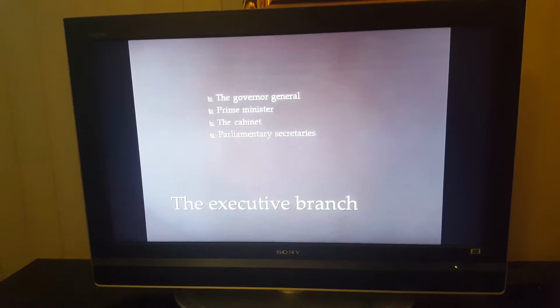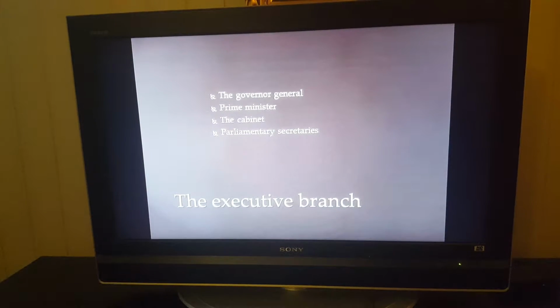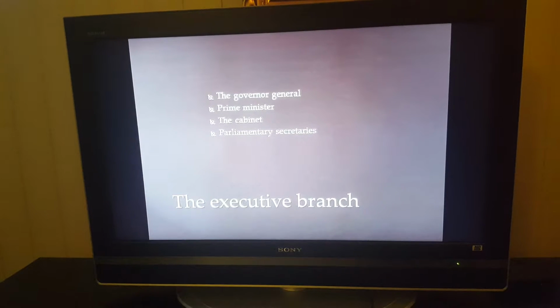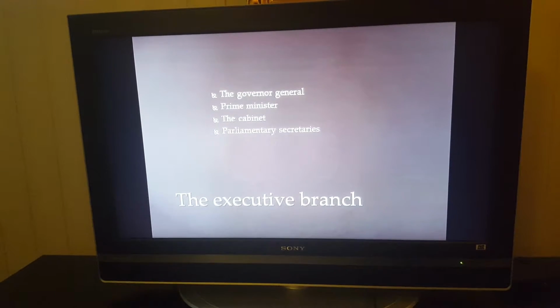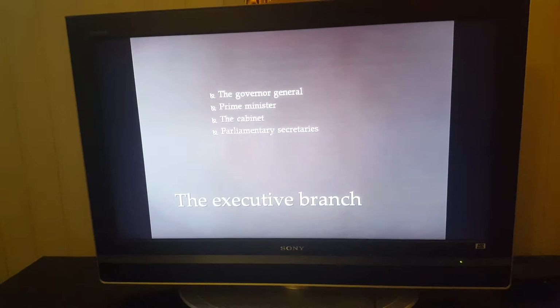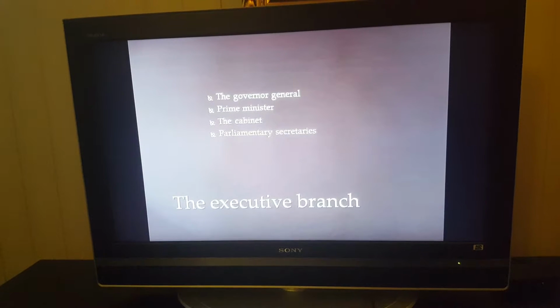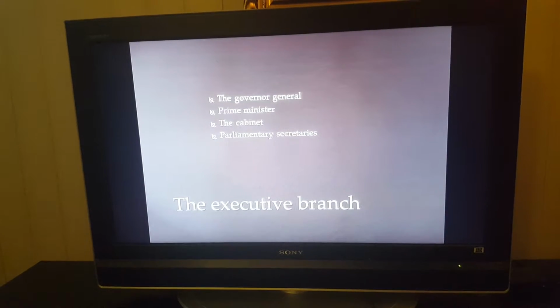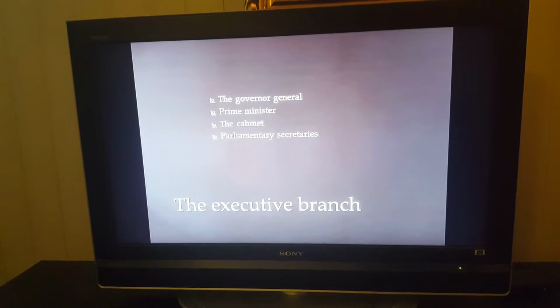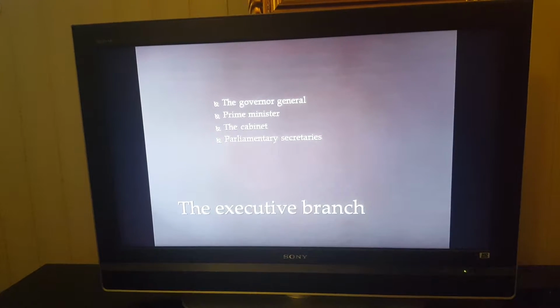Therefore, the Governor-General is often accused of being just a ceremonial position as he performs the ceremonial functions of head of state on behalf of the Queen. Then there is the Prime Minister, who is the head of the government and the leader of the cabinet, holding office on commission from the Governor-General. The Prime Minister is the leader of the majority party or coalition in the House of Representatives.